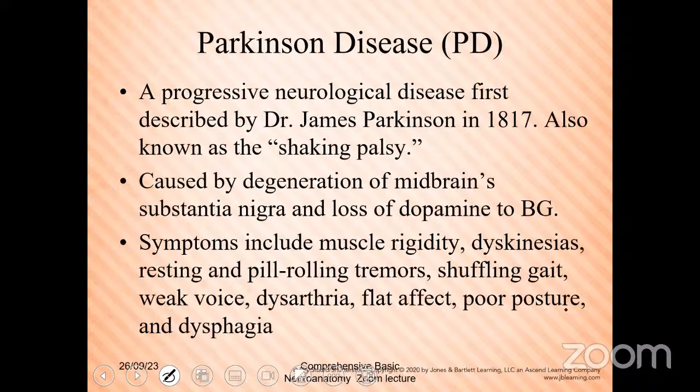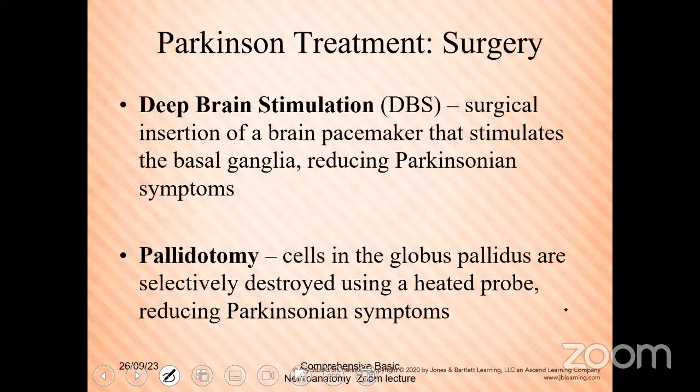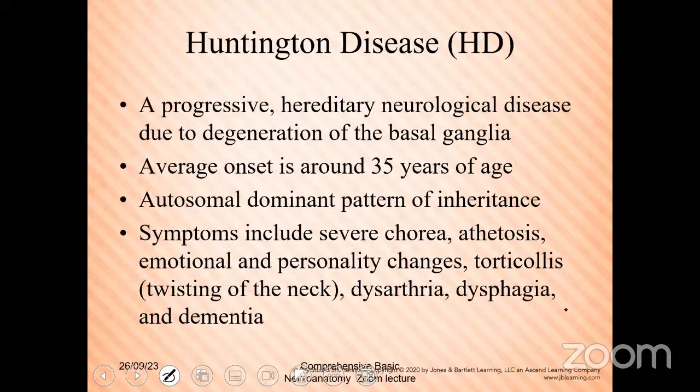So Parkinson's disease, a prototype, is a progressive neurological disease described by James Parkinson in 1817. Remember the shaking palsy, followed by degeneration of the midbrain substantia nigra and loss of dopamine to the basal ganglia. The symptoms include muscle rigidity, dyskinesia, resting and pill-rolling tremors, shuffling gait, weak voice, dysarthria, flat affect, poor posture, and dysphagia. The Parkinson treatment medications: levodopa, dopamine agonists, anticholinergics, MAO inhibitors, COMT inhibitors, and the drug list increases. The treatment is surgery; deep brain stimulation and pallidotomy can be done.